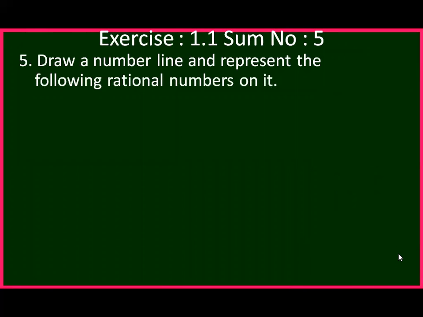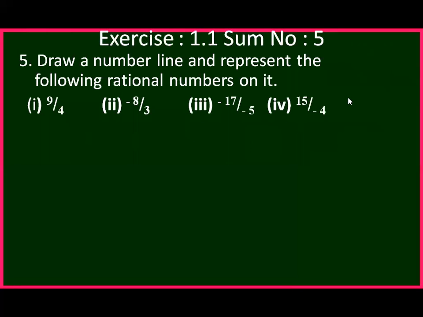Draw the number line and represent the following rational numbers on it. Now you have 4 questions. I'm going to represent all the 4 numbers in one single number line. For that, let me first get the mixed numbers of the given numbers. A is 9 by 4 and converting into a mixed number which gives 2, 1 by 4. 4 will divide 9 2 times, the remainder 1 in the numerator and 4 in the denominator.